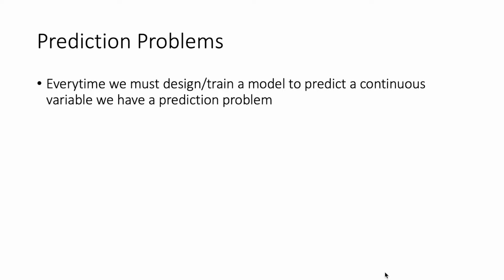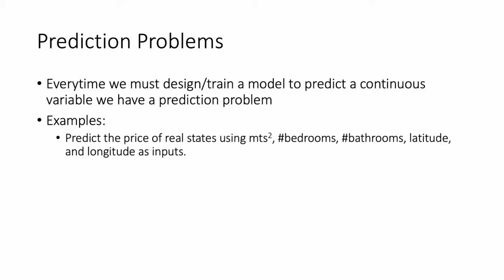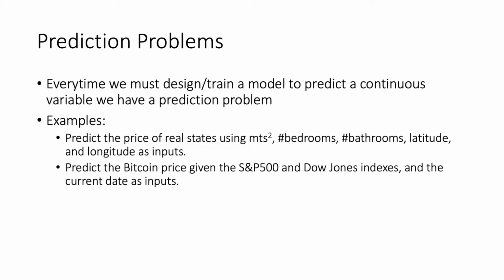So what are prediction problems? Every time we must design or train a model to predict a continuous variable, we have a prediction problem, right? So for example, to predict the price of a real estate by using the square meters, the number of bedrooms, the number of bathrooms, the latitude and longitude as inputs, that could be a prediction problem, right? To predict the Bitcoin price given the S&P 500 and Dow Jones indexes together with the current date as inputs, that also is a prediction problem.